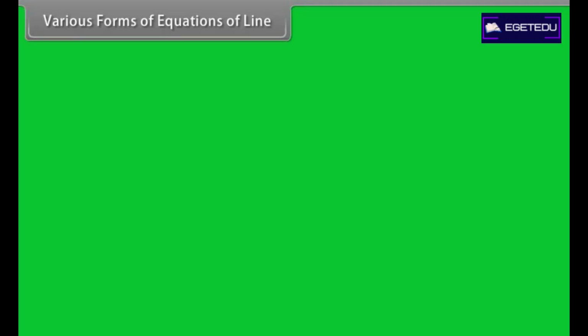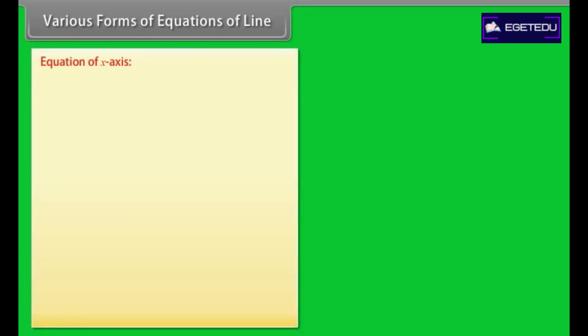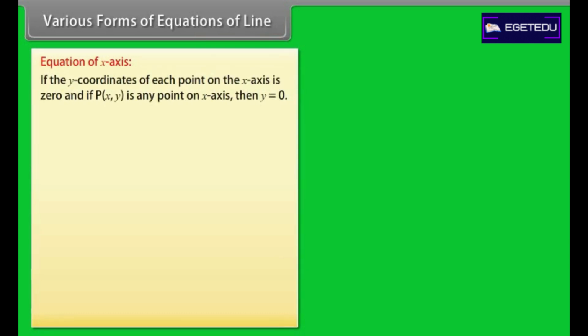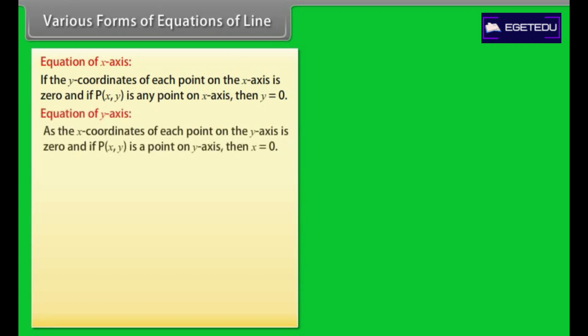Various forms of equations of a line. Equation of x-axis. If the y-coordinate of each point on the x-axis is 0, and if P(x, y) is any point on the x-axis, then y is equal to 0. Equation of y-axis. As the x-coordinate of each point on the y-axis is 0, and if P(x, y) is a point on the y-axis, then x is equal to 0.